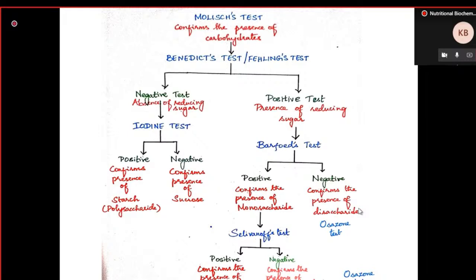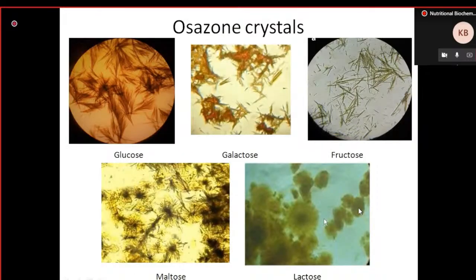Maltose and lactose. So how can you identify them? Because sucrose is coming here under non-reducing. So if Barfoed's test is negative, you have two disaccharides. Either it can be a maltose or a lactose. So what you should do, you have to do an osazone test and observe the shape of the crystals.